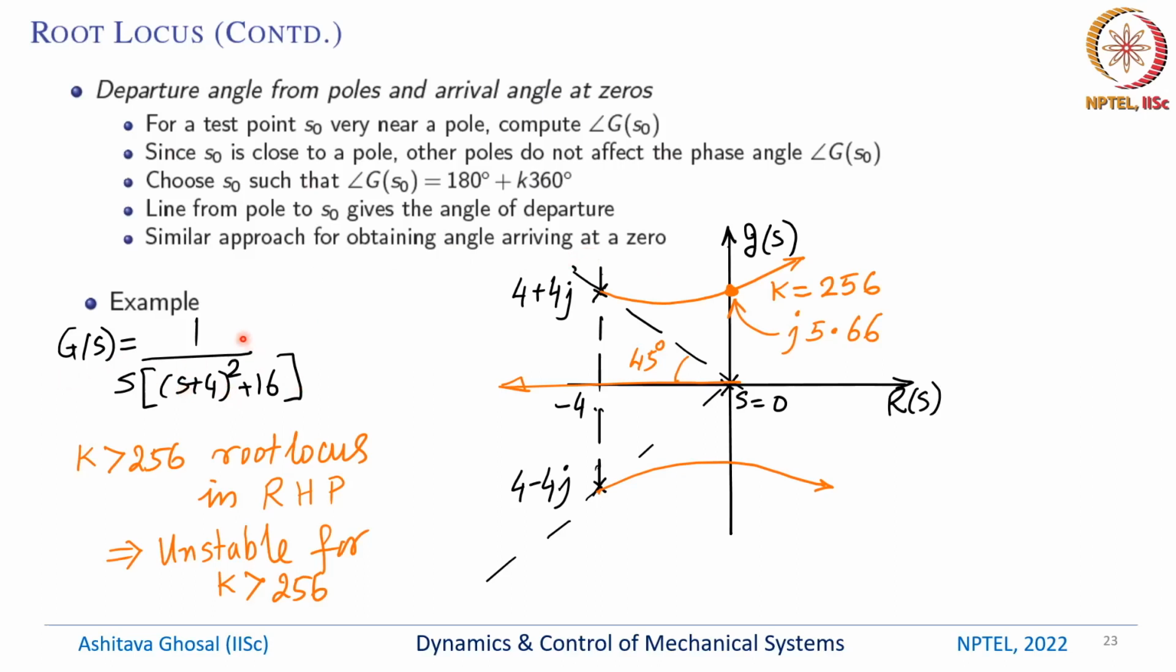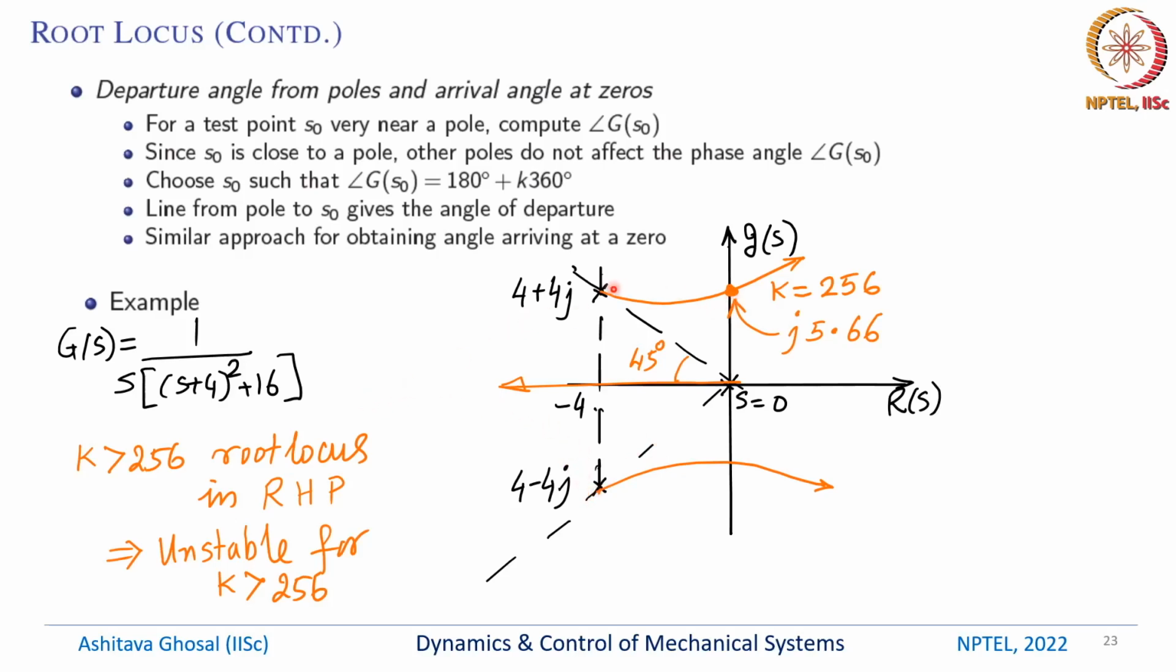For example, g of s is s times (s plus 4) whole square plus 16. So we have two complex conjugate poles, at minus 4 plus minus 4j, and how do I find at what angle the root locus will depart? We draw a line from the origin to this pole. This is at 45 degrees because this is minus 4 and this is plus 4. So the root locus will depart from this pole at 45 degrees, and this one will be in the other direction, minus 45 degrees.